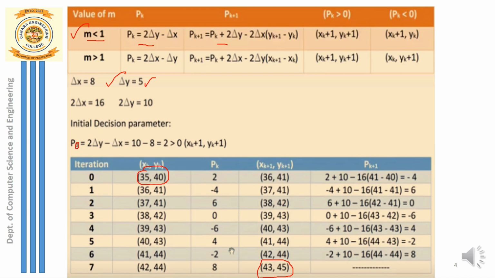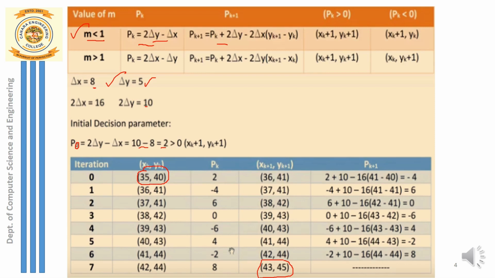So what is p0? That's equal to 2 delta y minus delta x, and how much is that? 2 delta y is 10, minus delta x, which is 8. So it is 10 minus 8, and how much is that? Equal to 2. So pk or p0 is equal to 2. You can just add that.